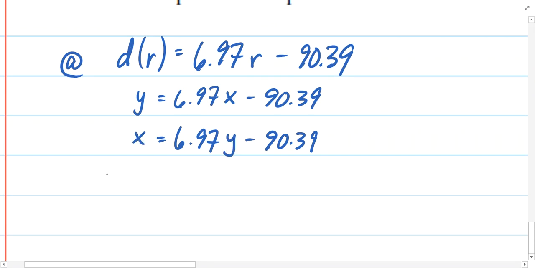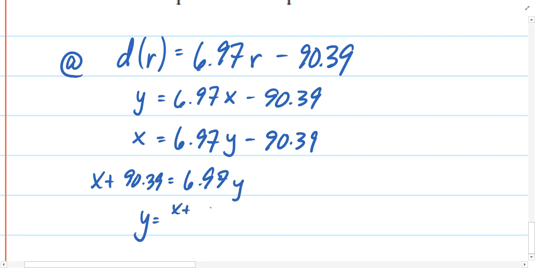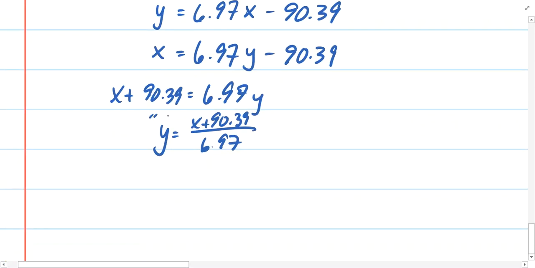So we have x plus 90.39 equals 6.97y, and the new y by itself would be x plus 90.39 divided by 6.97. Now this new y is not the same as the original y. This one ended up being our inverse. The new y is our inverse.